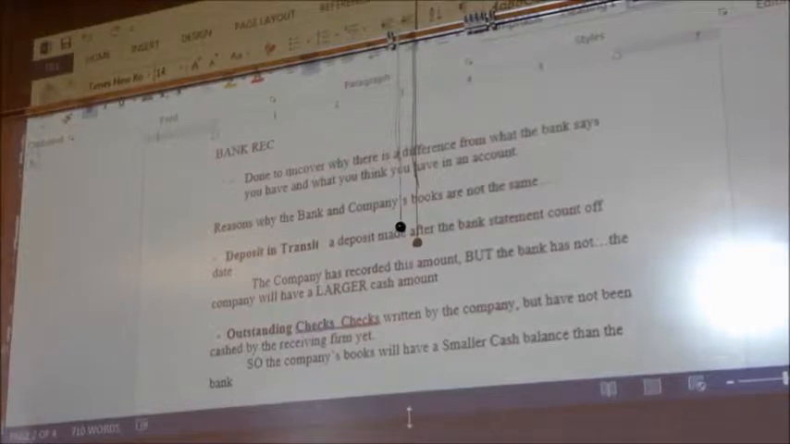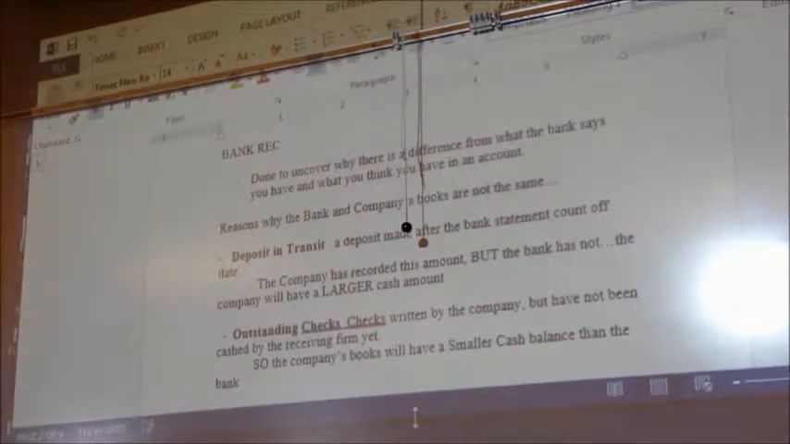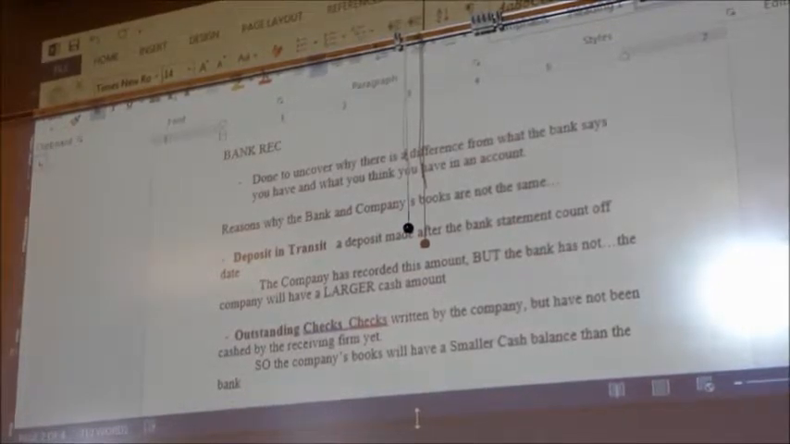But the ultimate reason, at least from a company standpoint, which is very important, is just to get your books up to date. We've got to know what our true cash amount is.